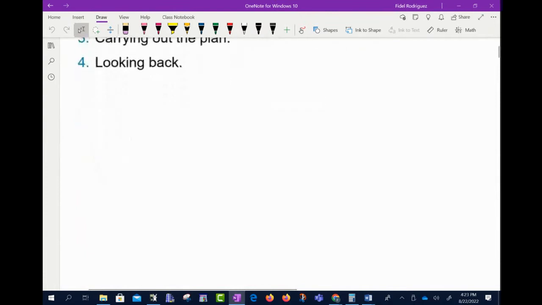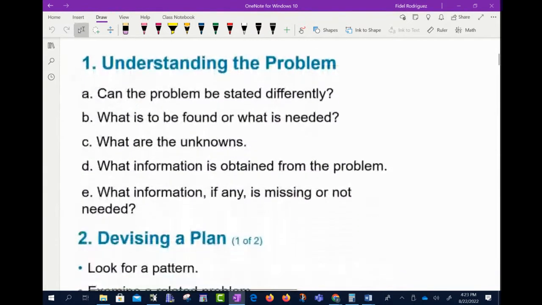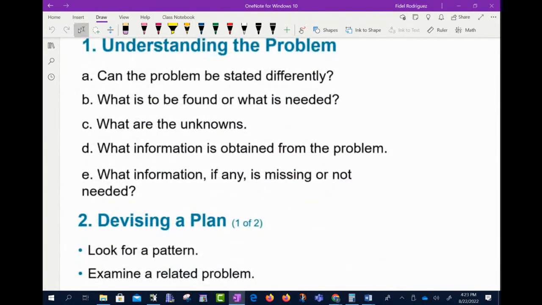Let's see. So understanding the problem, can we state the problem differently in maybe better terms or easier terms for us to understand? What are we looking for and what do we need? What are the unknowns? What information do we already have? And part E is really important. What information, if any, is missing or it's not really needed? Sometimes they give us info that's not really necessary for our problem.